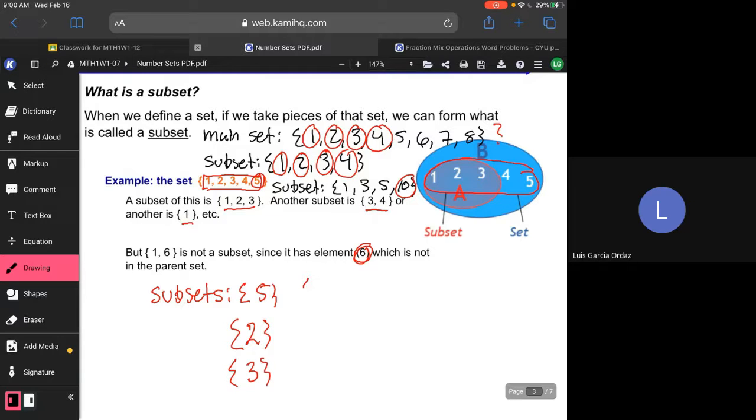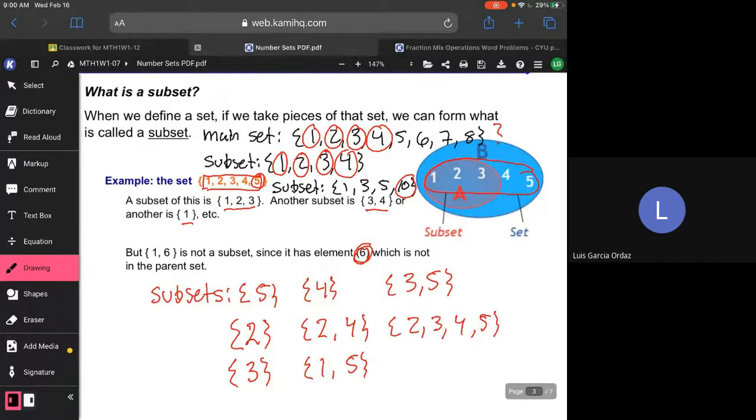Okay, give me a group of numbers. What'd you say? Yeah, that's fine. So I can have 2, 4, 1, 5, 3, 5, 2, 3, 4, 5, and so on. So when it comes to subsets, can we have infinitely many subsets, or is there a certain amount of subsets that we can have?